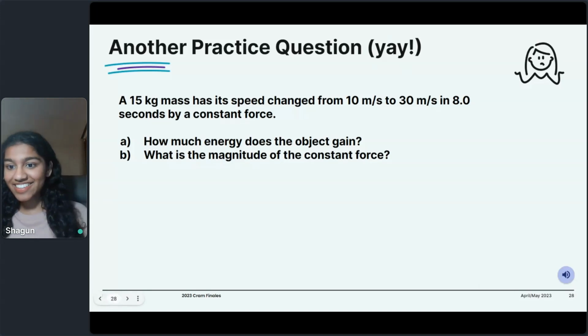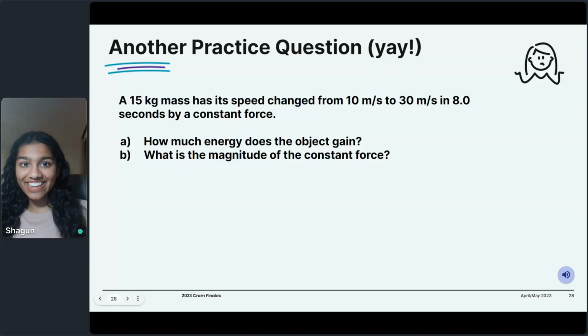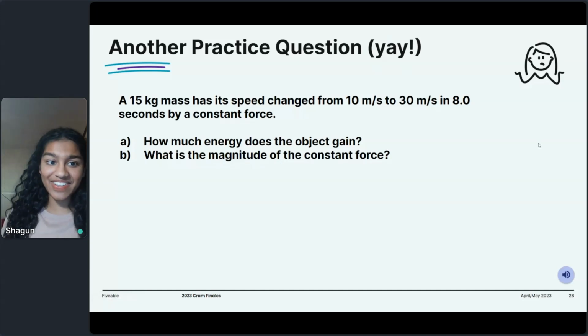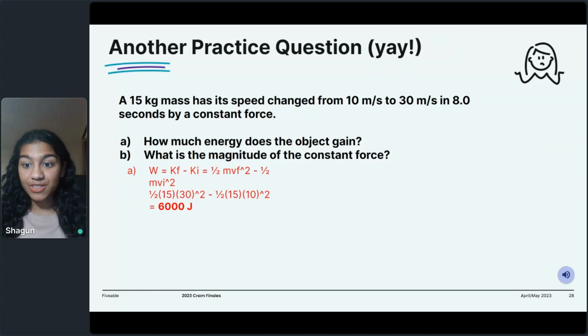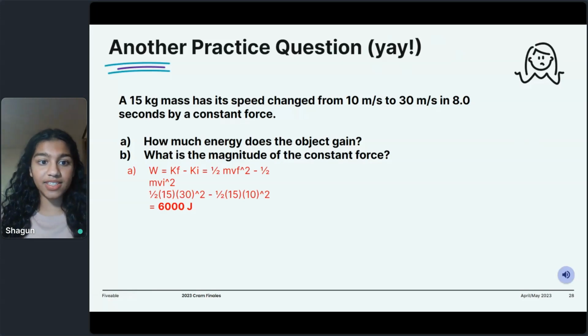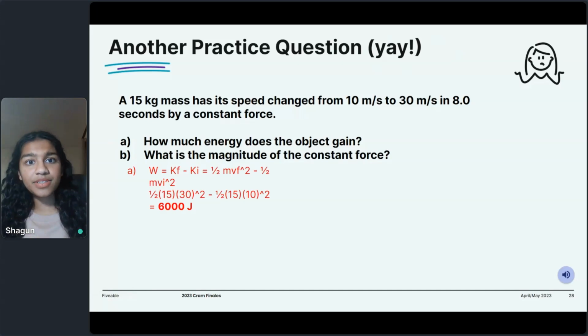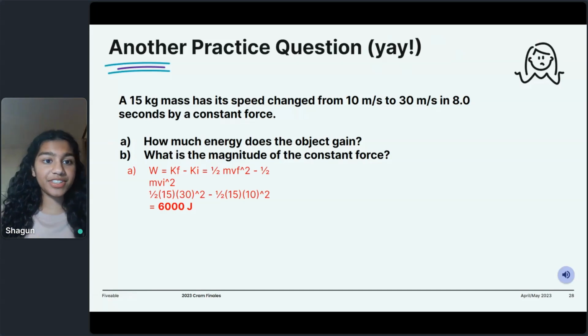All right, so I see an answer. And that seems a very promising answer. Let's go through parts A and B. So yes, you were right. It was 6,000 joules. Let's go over how to solve part A in case you were a little bit stuck. This is simply applying the work-energy theorem.